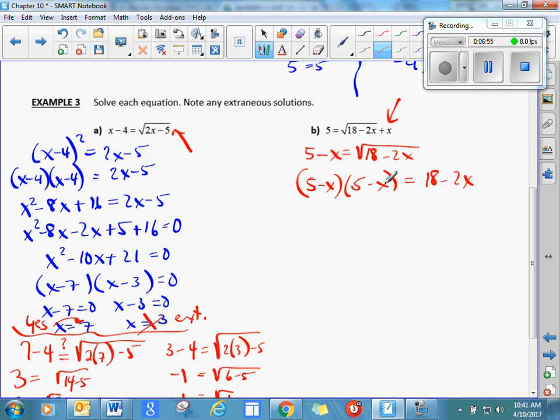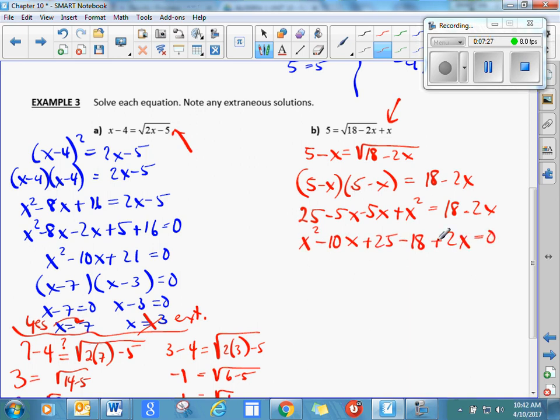So when we double distribute, we are going to end up with 25 minus 5x minus 5x plus x squared equals 18 minus 2x. We need to set all of this equal to 0. I'm going to write this in standard form. I need to get this x squared first. So I'm going to clean up this side: x squared minus 10x plus 25. And then I'll subtract the 18 and add the 2x to get it equal to 0.